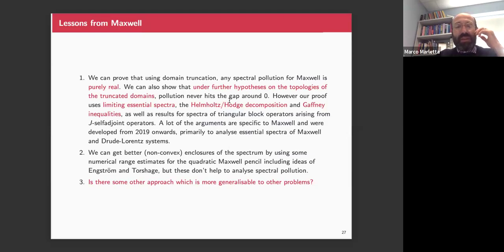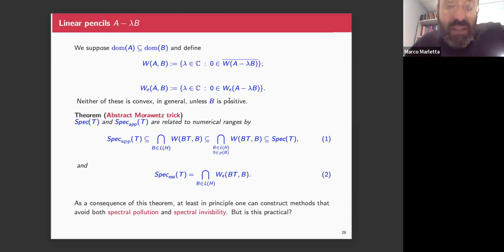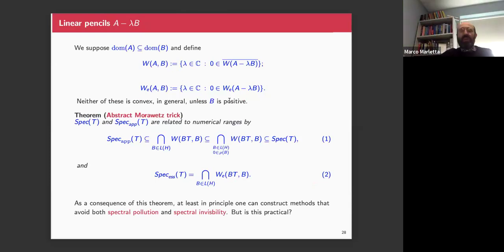And so the question is, can we find some other approach that's more generalizable to other problems? And this is really what I'd like to end with by talking about pencil numerical ranges. So pencil numerical ranges I regard as a kind of abstract version of a trick of Moravec's from the 1960s.